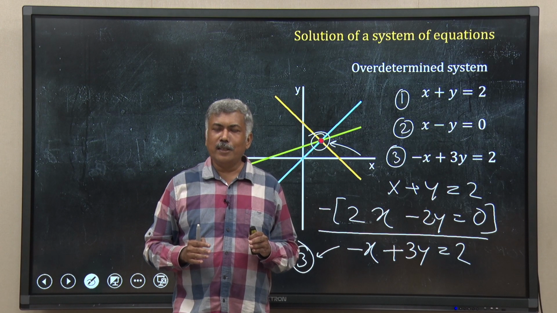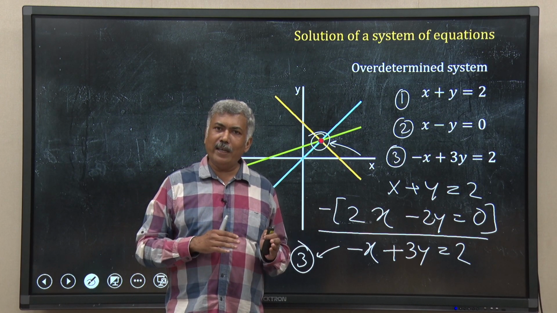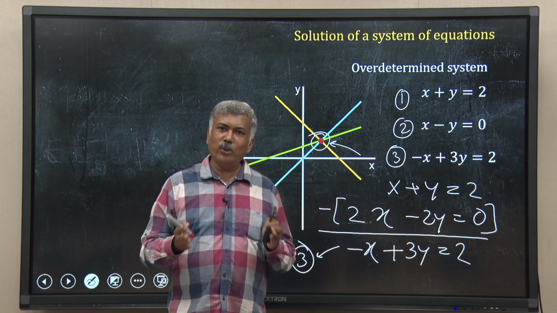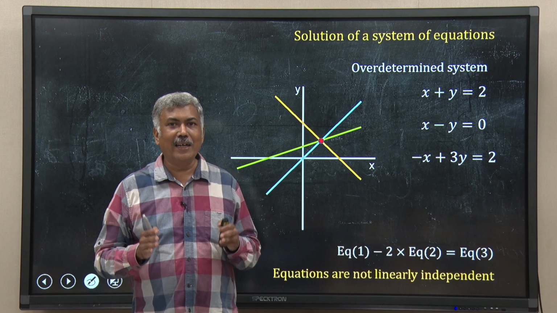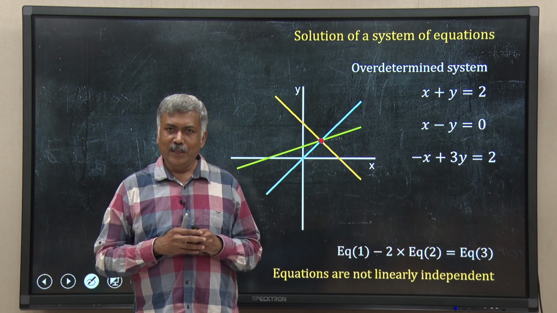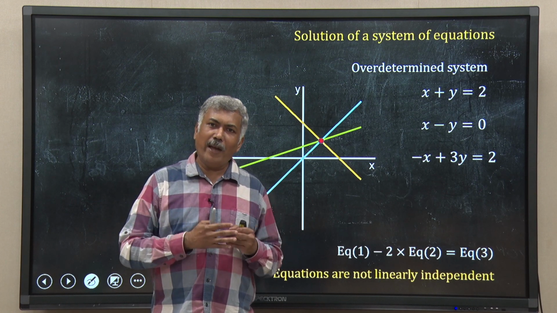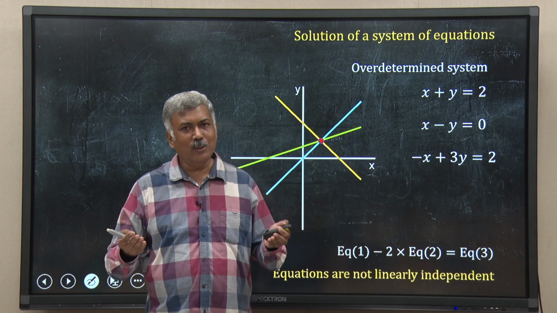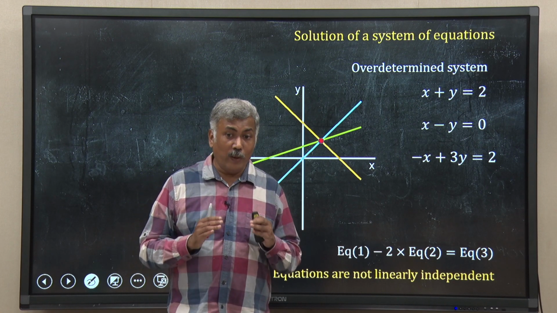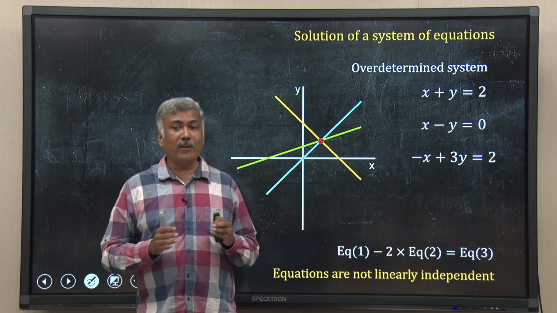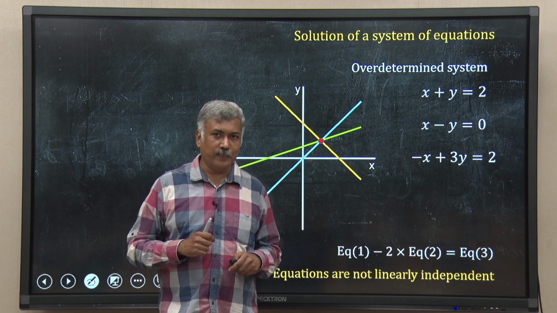That means the third equation is not independent. I can represent it by combining equations 1 and 2 linearly. That means these 3 equations are not linearly independent. So, I can simply remove the third equation, and I will get back to a situation where I have 2 equations and 2 variables, and I have a unique solution. So, in this case it is overdetermined, but as the equations are not linearly independent, we can reduce the system and we have the solution.